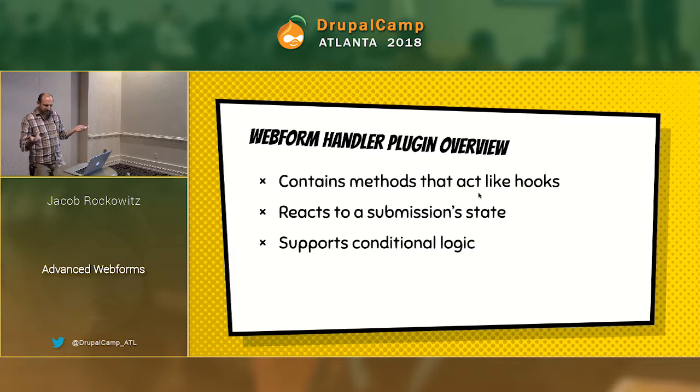So the overview: handler plugins contain methods that act like hooks, and handlers react to a submission state. It's important, and people don't totally realize, that once you get a handler in place, there are all these different states to a submission. If you save a draft, that's a state. If you hit submit, that's a completed state. If you update a submission, that's an update, and it will also capture when a submission is deleted. At the bottom, I'm including a more powerful feature, because people don't totally realize handlers support conditional logic. So you can decide when a handler should be triggered, such as if an email should be sent based on a certain text field or a drop-down menu.